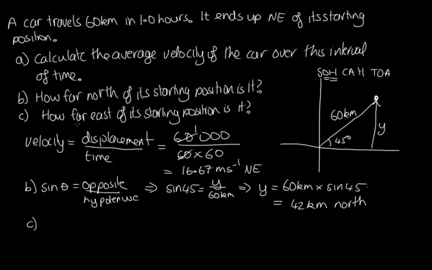Now in part C, we need to find out how far east. So we need to find out this distance here. Let's call that distance x. So in this case, x is the adjacent, and we know the hypotenuse.